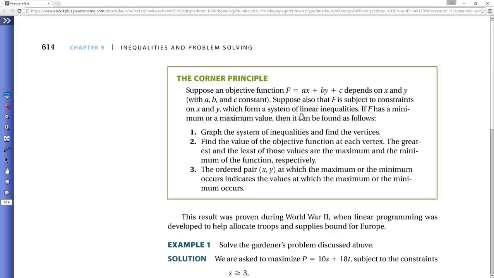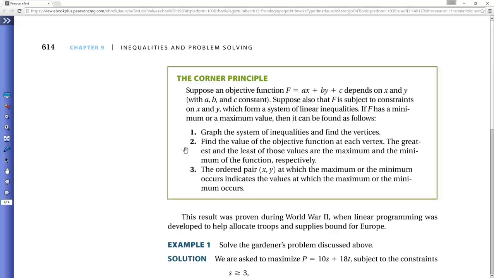Which form a system of linear inequalities. If f has a minimum or maximum value, then it can be found as follows. One is to graph the system of inequalities and find vertices where these things overlap, basically at single points. Two is find the value of the objective function at each vertex. The greatest and the least of these values are the maximum and minimum of the function respectively.